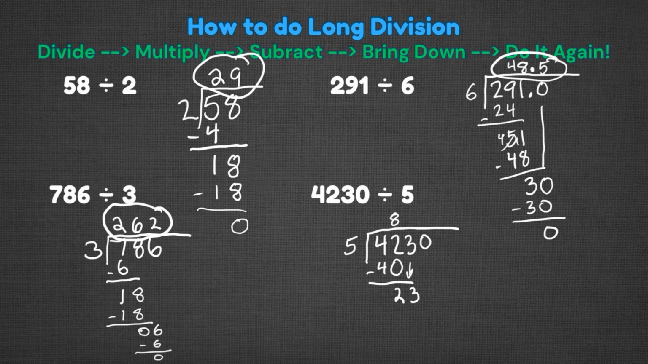and it's going to be, let's see, there are 4 5s in 23. That gets us to 20. And we have a 3 left over. We're going to pull down the 0. And 5 goes into 30 6 times. 6 times 5 is 30. And that is going to work out just fine. The answer of 4,230 divided by 5 is 846.